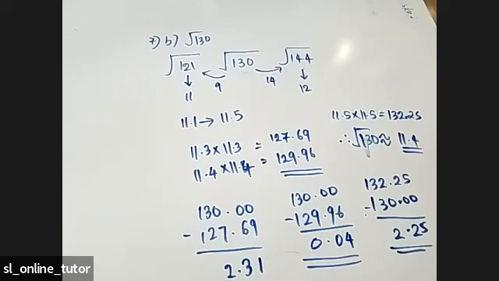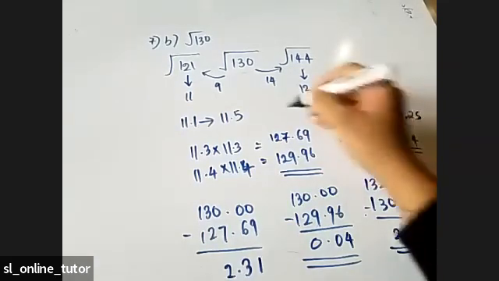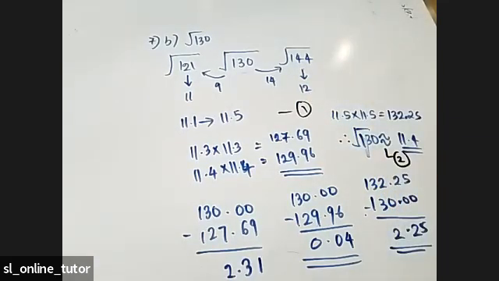So children, 7th question, part A 3 marks, part B 3 marks. How do you get the 3 marks? Final answer 2 marks, for the working 1 mark. Now we'll go to the 7th question, part C. How many parts are there? C and D only, right?